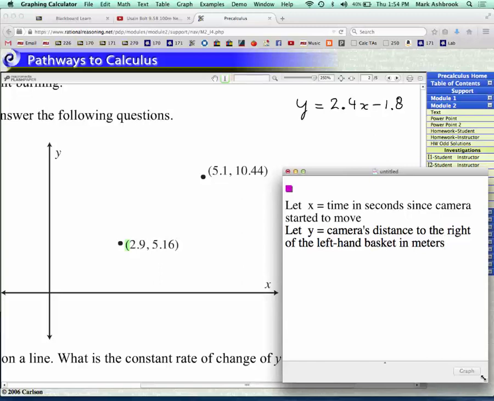So this gives us a hint as to what situation I'm talking about here. What situation am I talking about, anyone? Dan, can you get an idea? Well, a camera's moving. It's slowly getting further away from a left-hand basket. Presumably the camera's zooming out or something. But what left-hand basket? What is it? Are we weaving? What are we doing here? Oh, it's basketball.